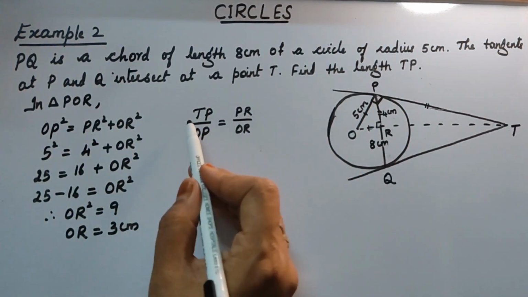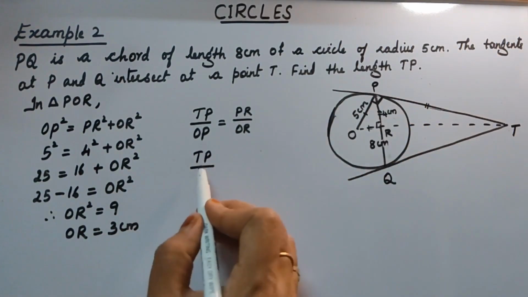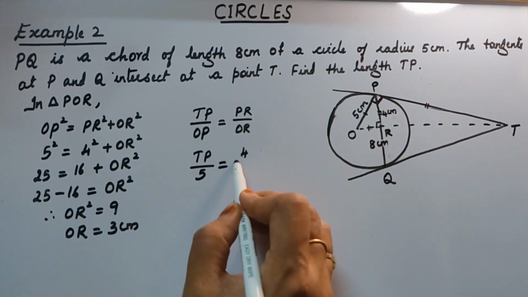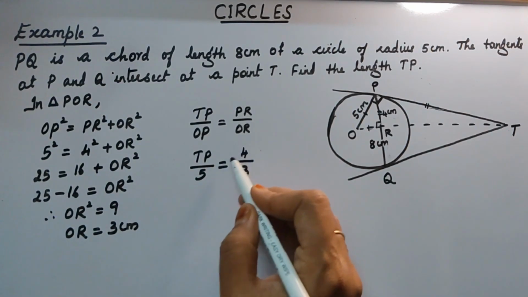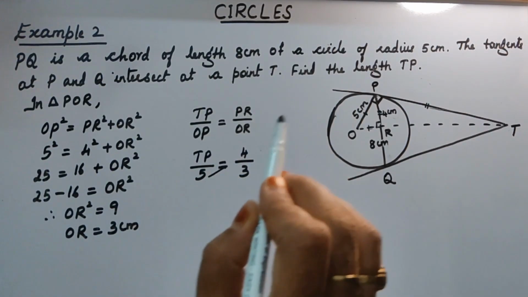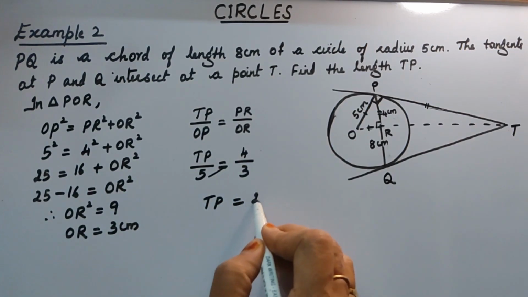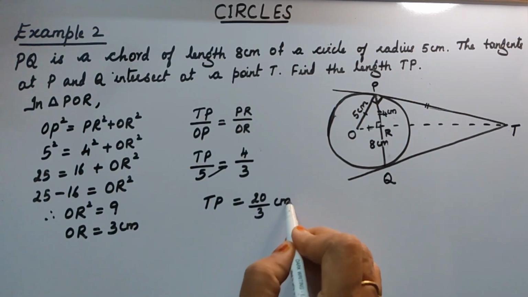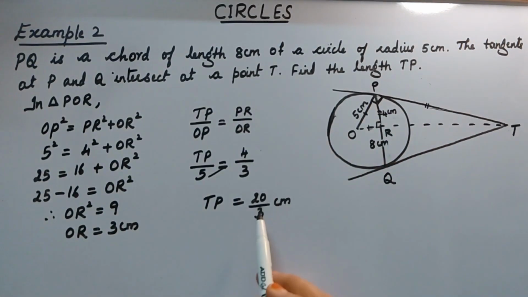Now let us substitute. TP by OP, what is it? 5, right, is equal to PR value is 4 upon OR we got, this is 3 students. Now let me send this 5 to the other side. TP is equal to 5 4s are 20 upon 3. This is 20 upon 3 centimeter. So we got the length of the tangent, that is 20 upon 3 centimeter students.